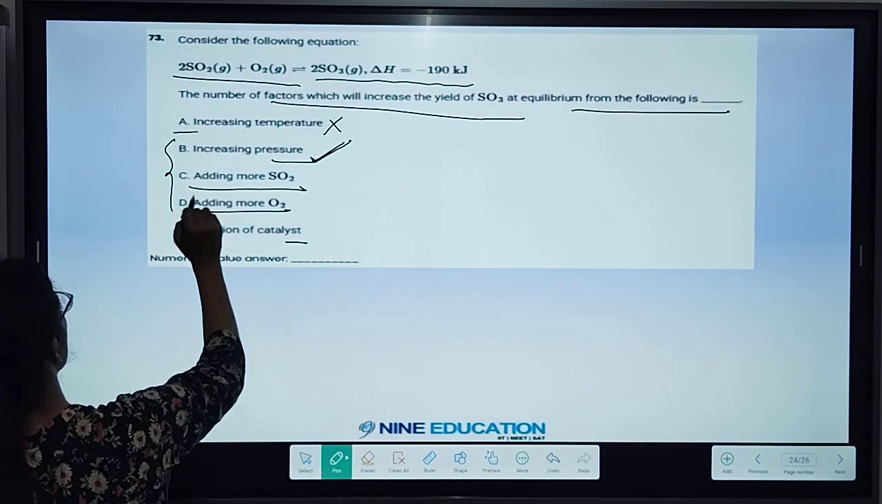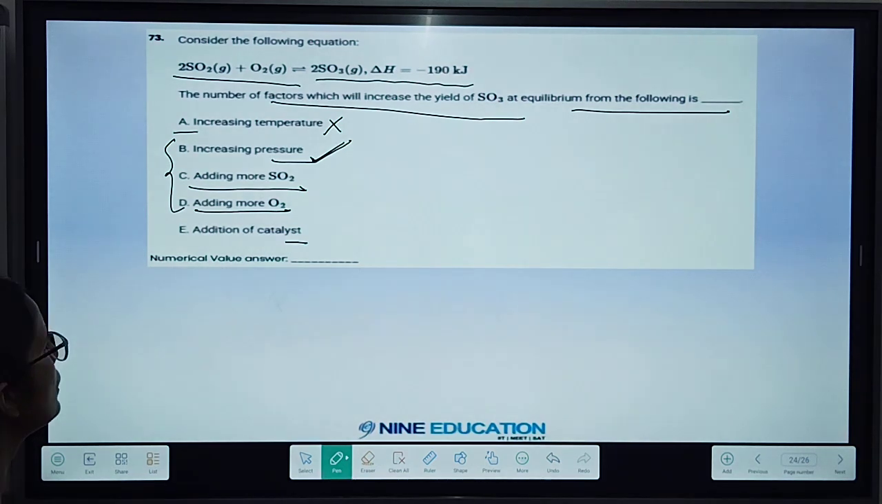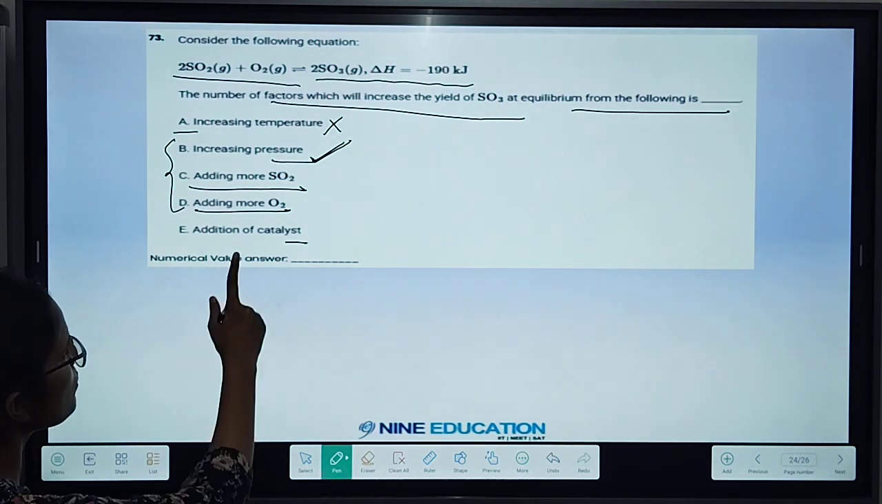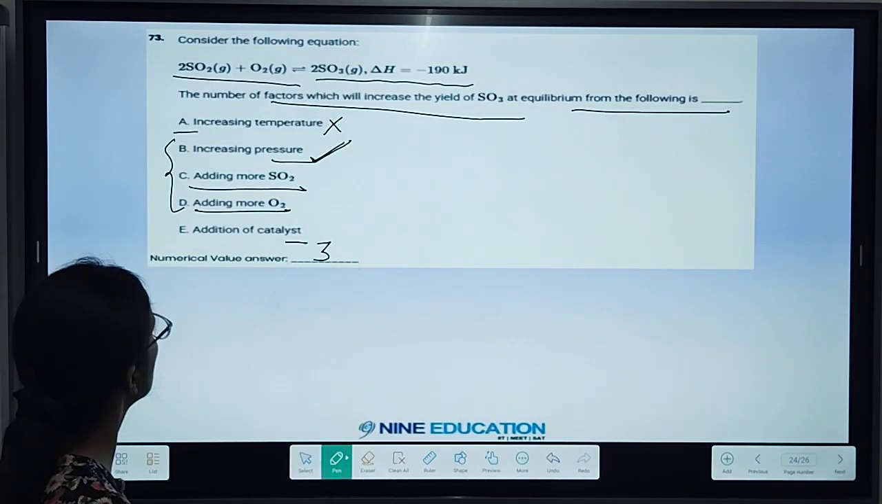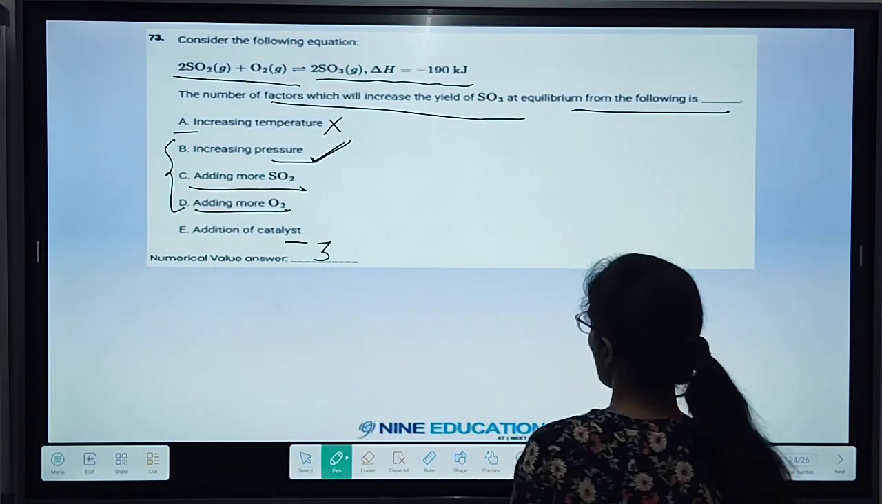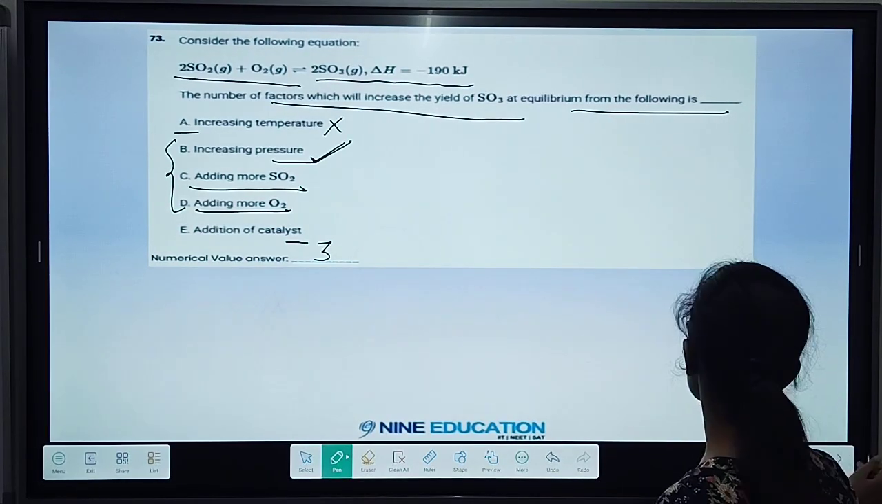So ultimately, which options look like the correct options here? B, C, and D. So how many factors would be there which will increase the yield of this product SO3? It will be 3. So the correct numerical value answer would be 3 only. Easy question, we just have to apply Le-Chatelier's principle. Coming to the answer, straightforward.